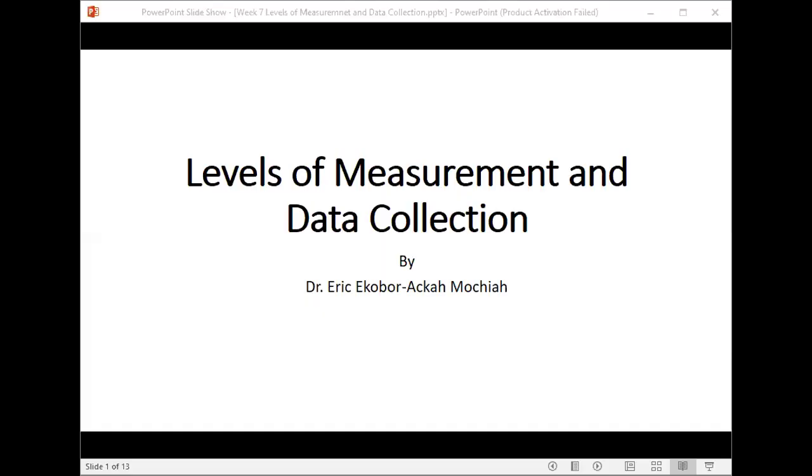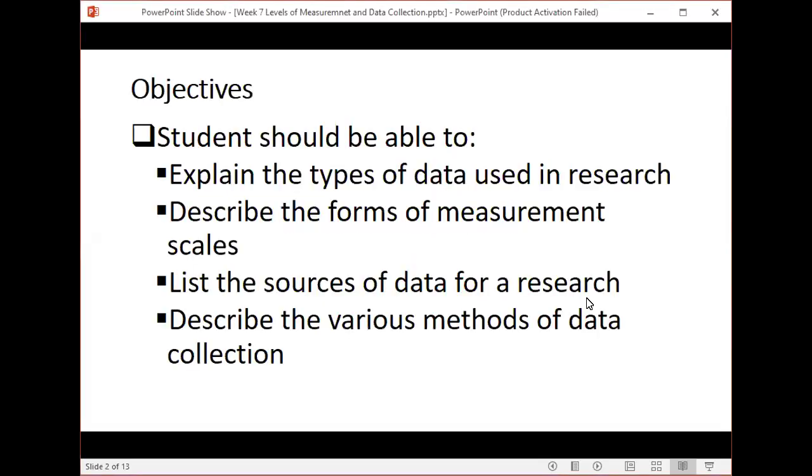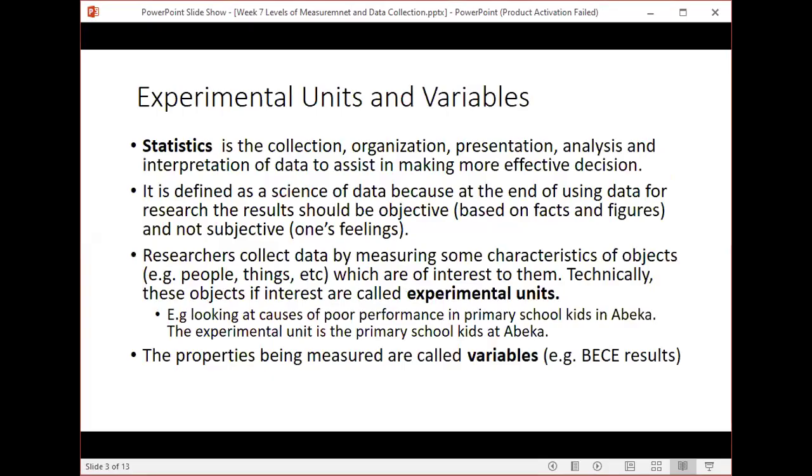We measure them, and then how we collect data using a questionnaire. Okay, so at the end of the day, you want to look at the various forms of measurement scales that we have. We will list the source of data we can use for research, and describe the various ways of collecting data. So before we get there, first of all, we want to distinguish between two things.